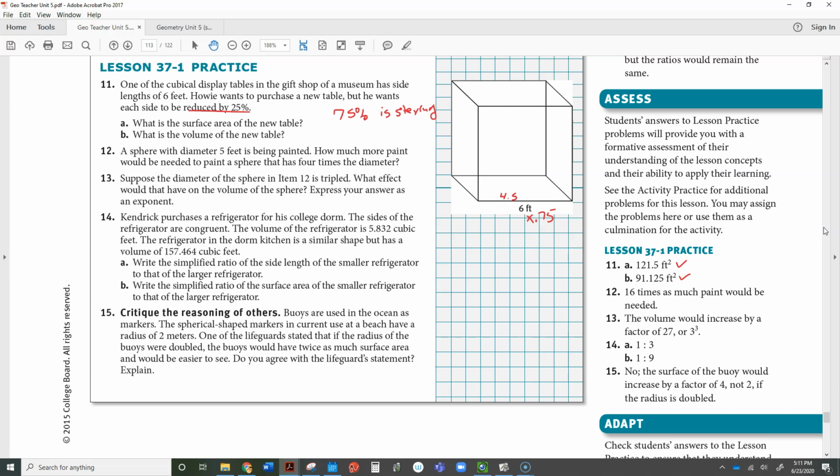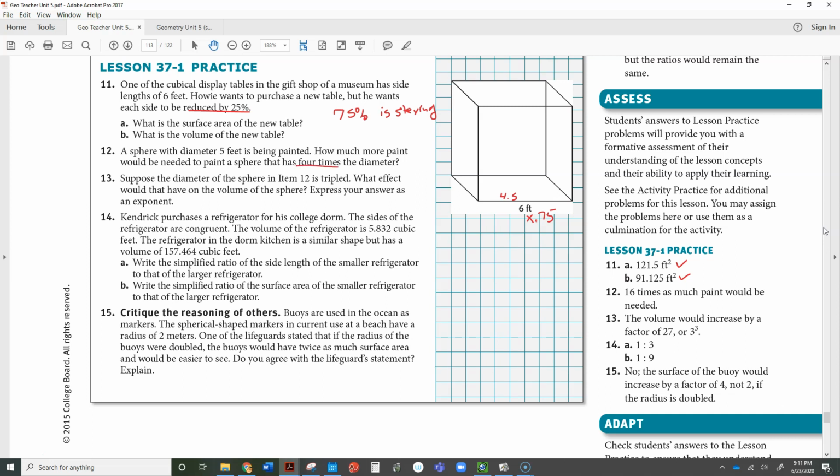Number 12, a sphere with a diameter of 5 feet is being painted. Now that's the diameter, so be careful. How much more paint would be needed to paint a sphere that has 4 times the diameter? So the edge, and I know for a sphere we don't have an edge, but we consider the radius and the diameter to be kind of like our edge. Our edge is increasing by 4 times.